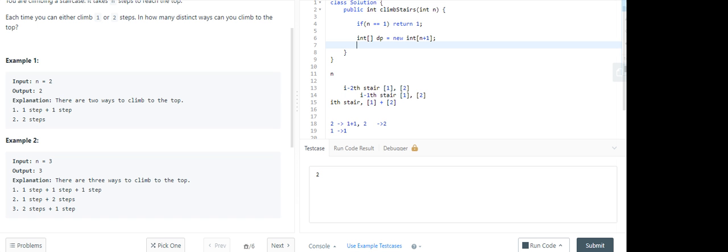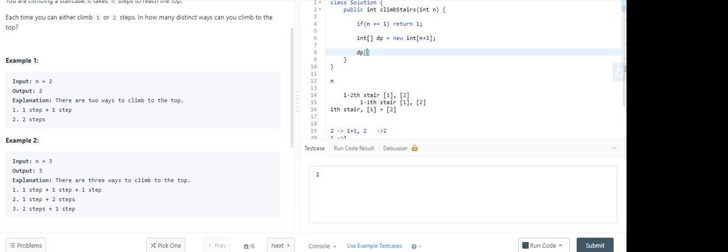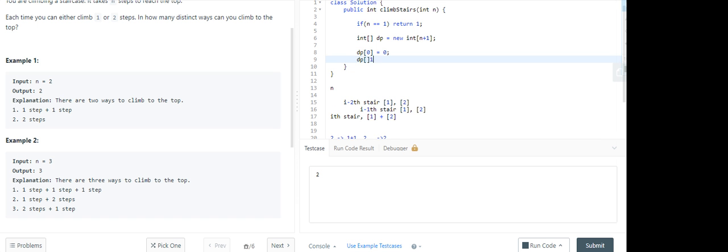So therefore the memory allocation is to be n plus 1, right? Now what about dp of 0? Do we have the 0th stair? No, we don't. What about dp of 1? You know that dp of 1 is going to be 1. There is no way where you can use the second one.